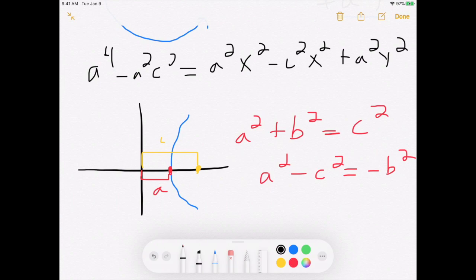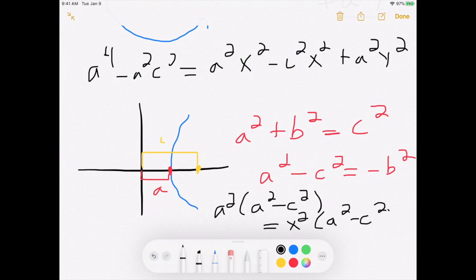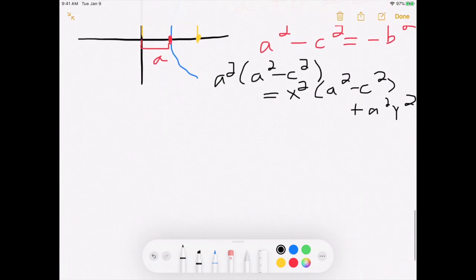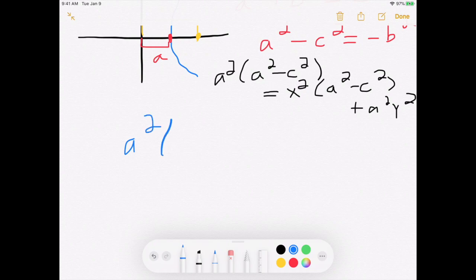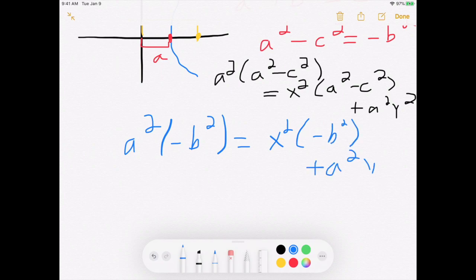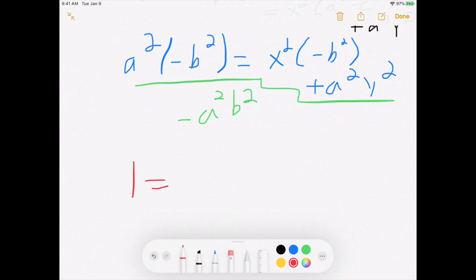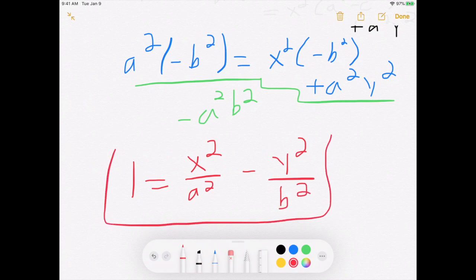So when we factor our expression that we have, we can factor out our a squared. We get a squared times a squared minus c squared equals x squared times a squared minus c squared plus a squared y squared. We can make the substitution that a squared minus c squared is negative b squared this time around. So a squared times negative b squared is equal to x squared times negative b squared plus a squared y squared. And now we're going to divide both sides by negative a squared b squared. And what that's going to leave us with is 1 equals x squared over a squared minus y squared over b squared, which is the formula for a hyperbola centered at 0, 0.